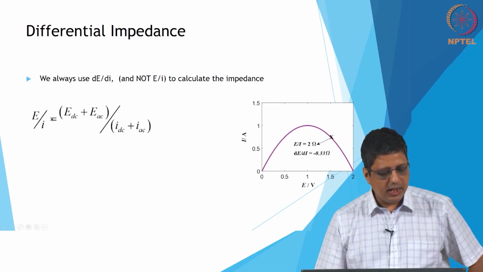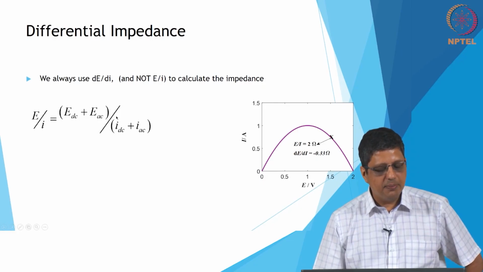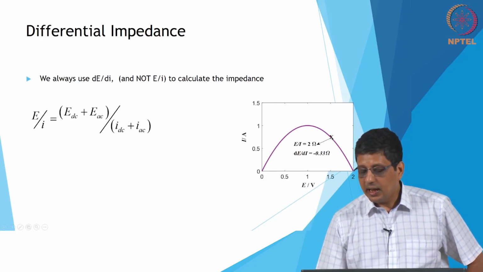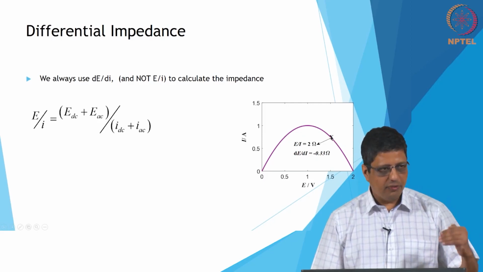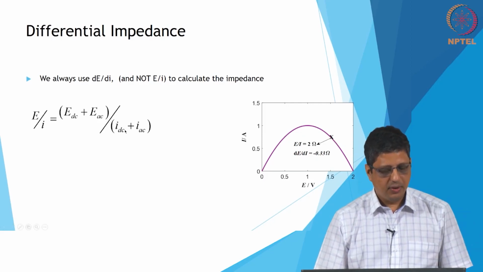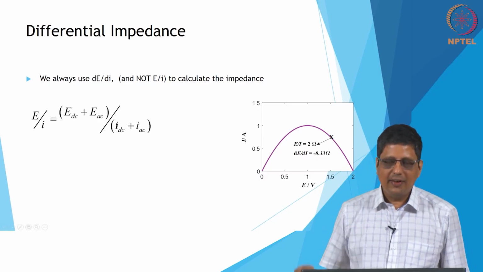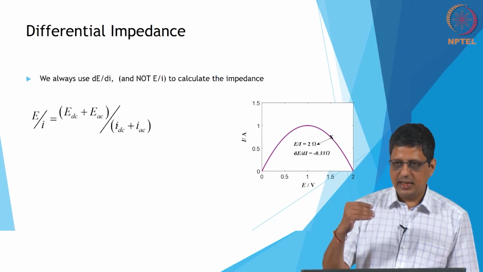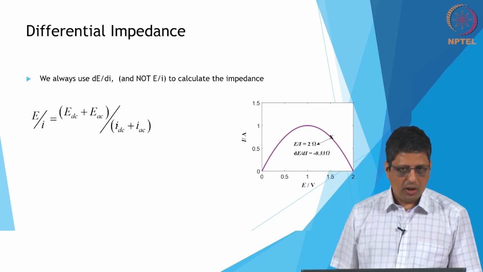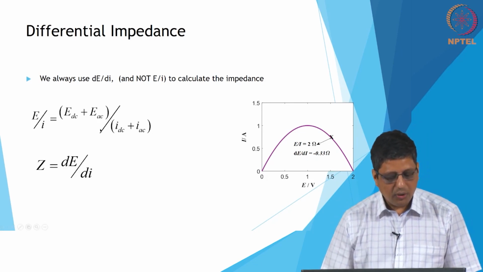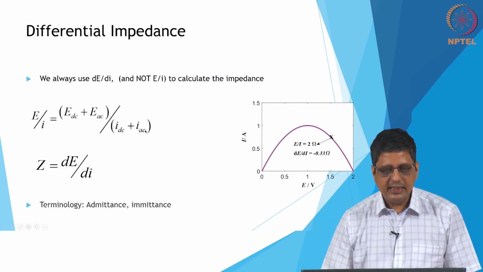So, if I measure E by I, I will have to write E DC plus E AC, because here I will take a DC potential of 1.5 and on top of it we will superimpose an AC, and we will have a current which has a DC value and an AC value. But we are not going to look at E by I, we will only look at EAC by IAC.